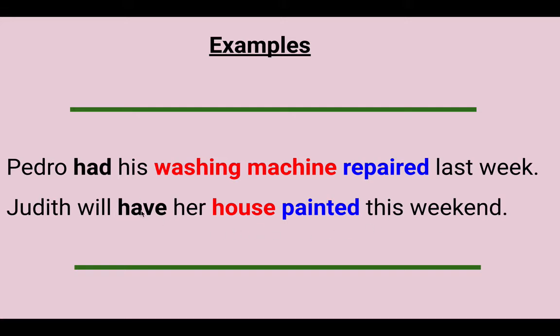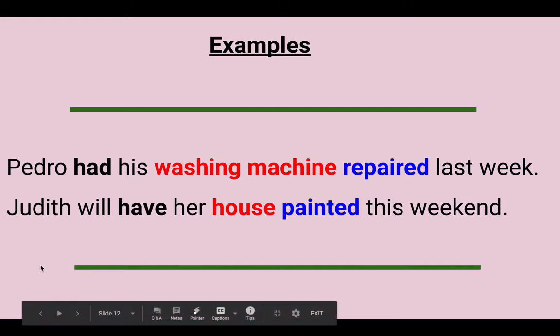In the second case, Judith will have her house painted this weekend. The causative verb is have again, or will have. The object is a thing, and the verb form that comes after, painted, is the past participle of paint. So Judith will not paint the house. Someone else will paint it, but we don't know who it is because of this construction. We just know that it will be done.